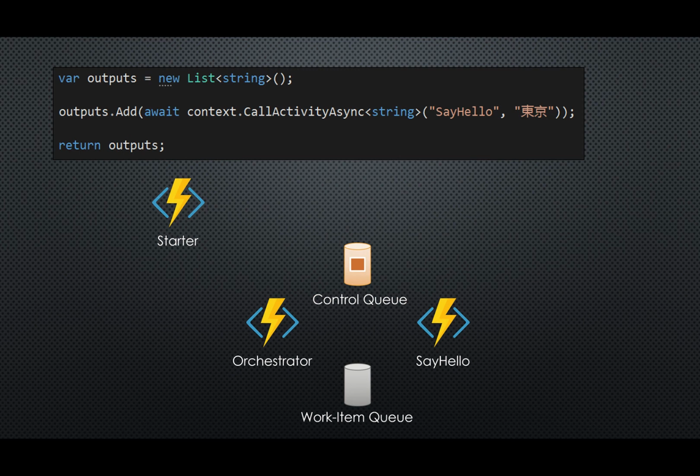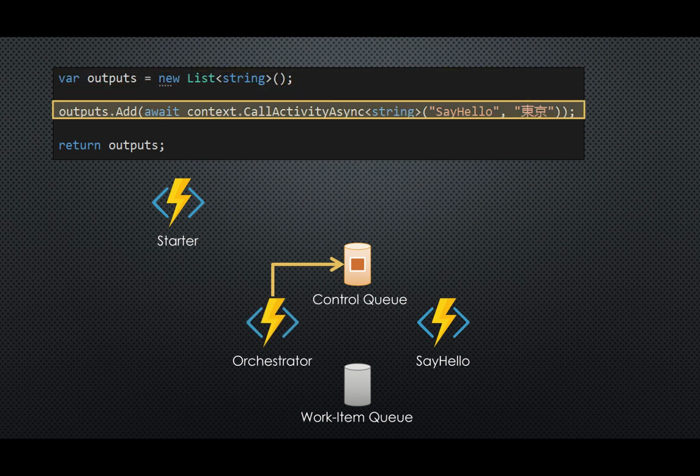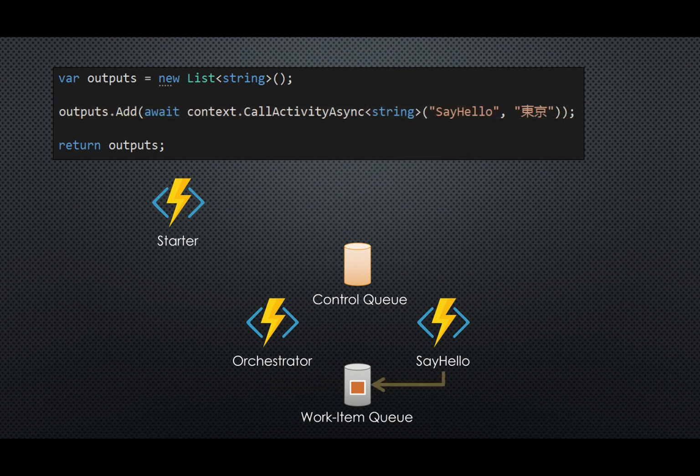Once the control queue gets the message, the orchestrator watches the control queue and starts executing the orchestrator. Then it executes the code and tries to call the activity functions. In this case, it sends a message to the work item queue like this. Then the activity function watches the work item queue and executes the code of the activity function. Once it is finished, the activity function sends a message with the result to the control queue.